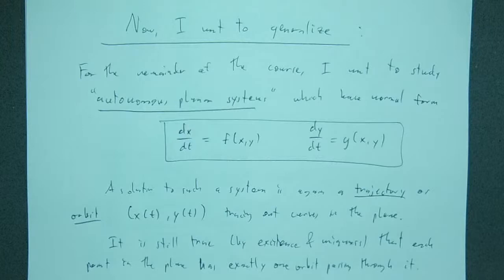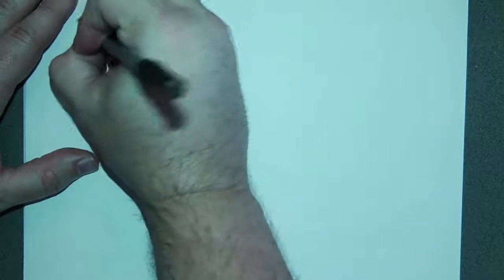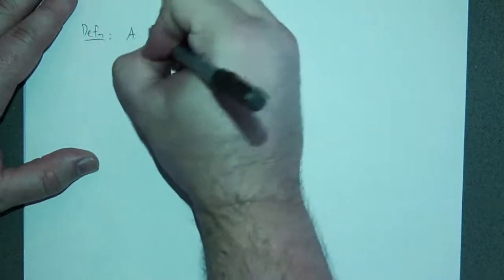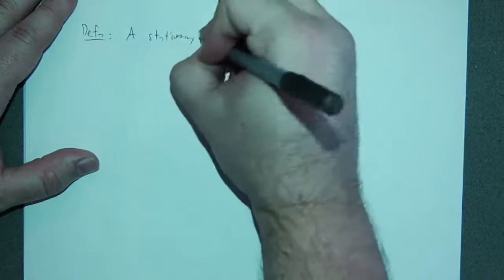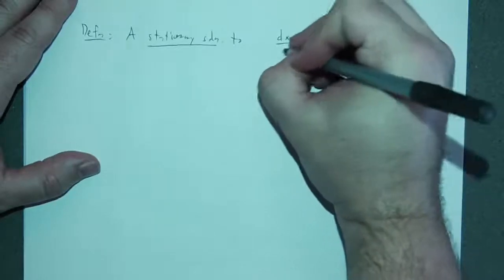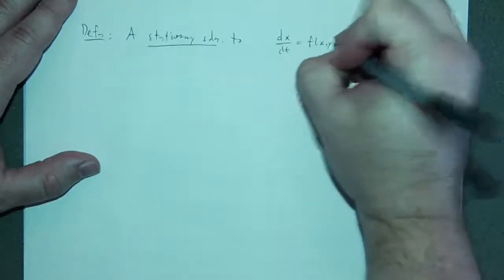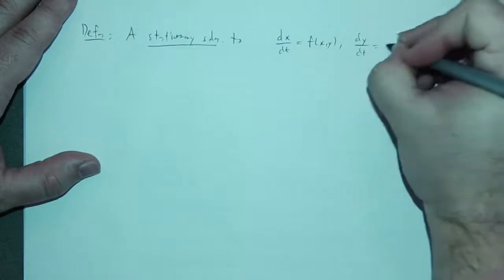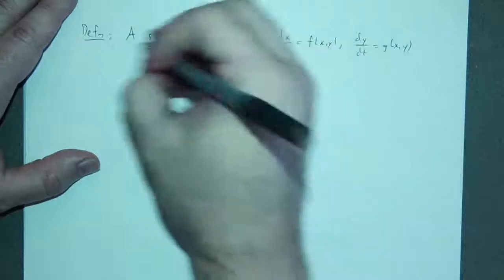And so what's the main thing that I want to say here? Well, first, let me mention what to do in order to find stationary solutions. So maybe it makes sense to actually define stationary solutions first. So definition: a stationary solution to dx/dt equals f of x,y, dy/dt equals g of x,y does not depend on time.